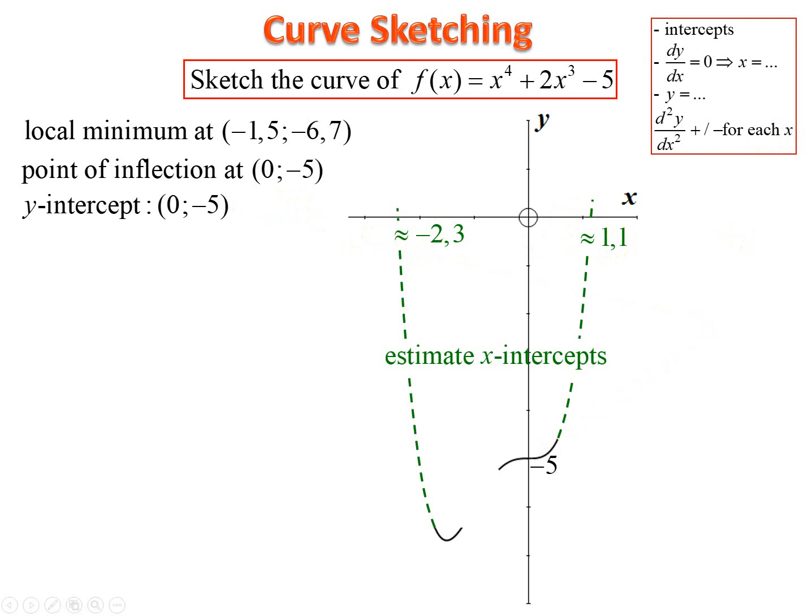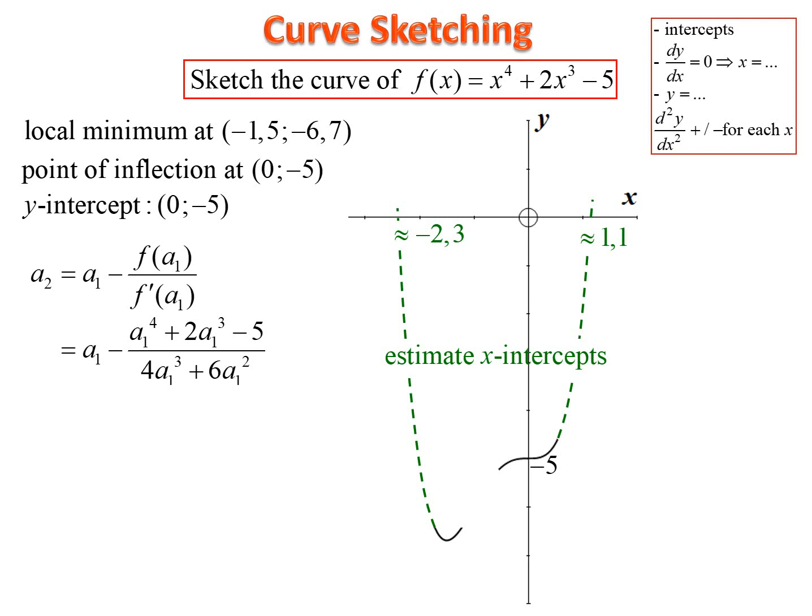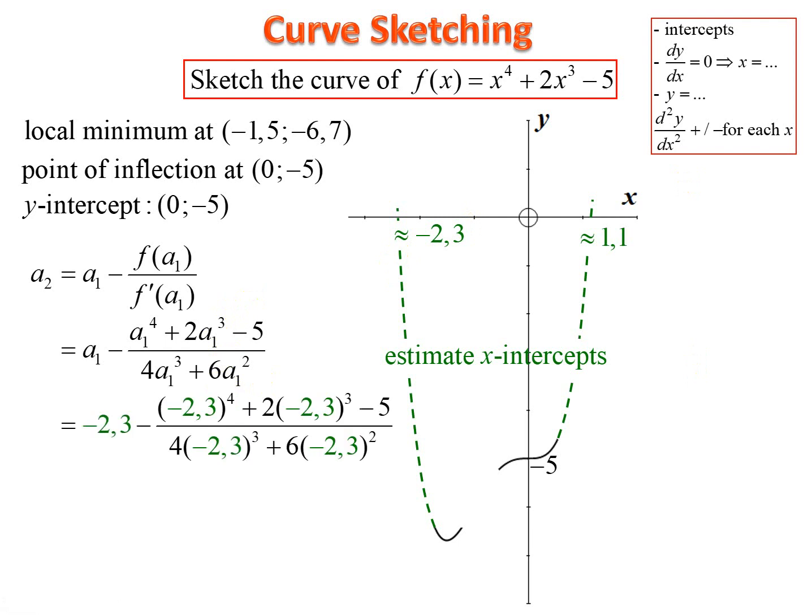Now I can use my Newton's method. Original function over derivative. Substituting negative 2.3, I get negative 2.4. So we need to substitute again. And we get negative 2.4 back again. So then that confirms that the negative x-intercept is 2.4.